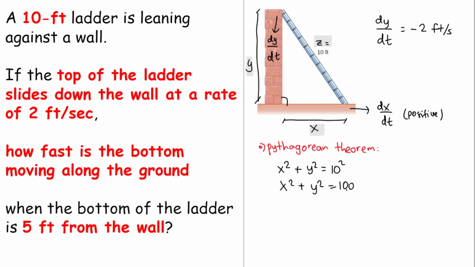And that is good because now we have the relationship between x, y, and some constant. But we are looking for dx/dt, and we are given dy/dt. So we need to take the derivative of this function with respect to time, to get dx/dt and dy/dt. So what we need to do is use implicit differentiation with respect to time.